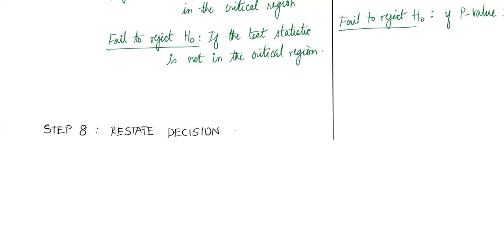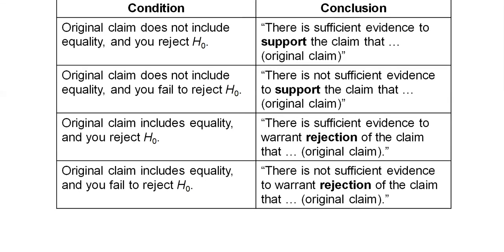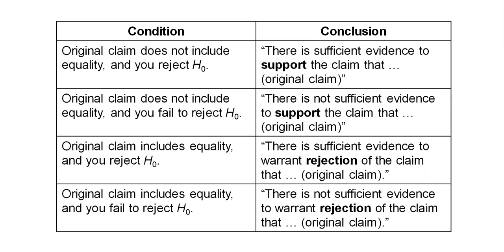And you can't just use your own words to interpret this. You'd have to use standard language and then insert the context into it to interpret. So there is actually a table, okay? I'm going to show that table to you for this step. So this is how you speak. These are the conditions, the first column, and the second column gives you the conclusions. If the original claim does not include equality and you reject H naught, then this is how we have to conclude: there is sufficient evidence to support the claim that, and then you will continue on with the context.